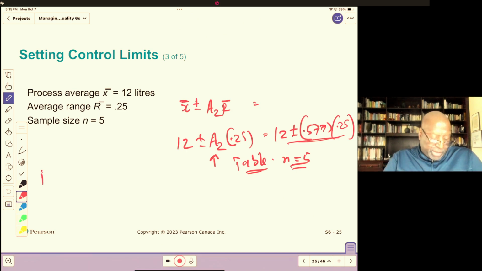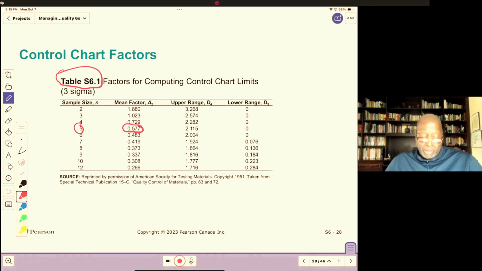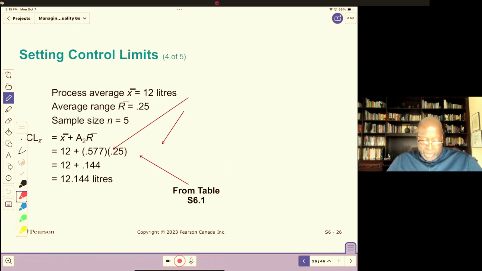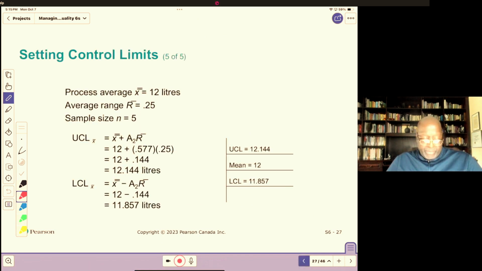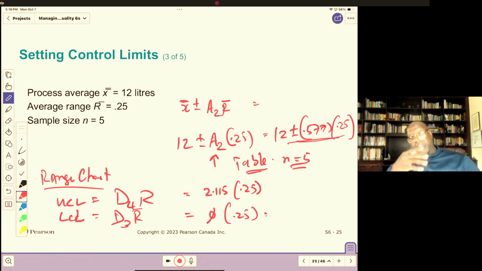Now, for the range chart, we calculate the upper control limit by taking D4 R bar and the lower control limit by D3 R bar. There are two different values, and the same table gives us the values of D4 and D3. So for n equal to 5, D4 would be 2.115, and D3 would be 0. So the range would be, in this case, we know the lower limit of the range. Let's see this again. 2.115 times R bar, which is 0.25, and the second one would be 0 times 0.25. And that will give us the range chart.